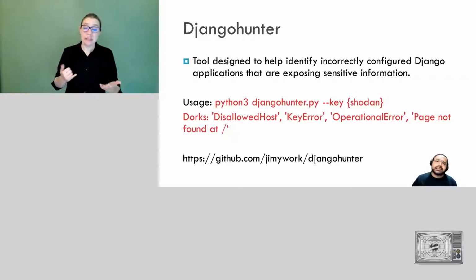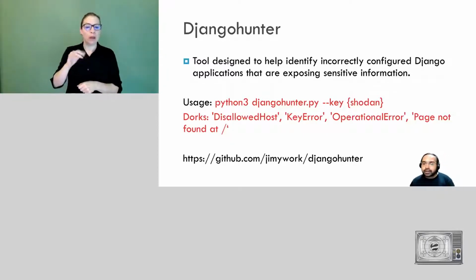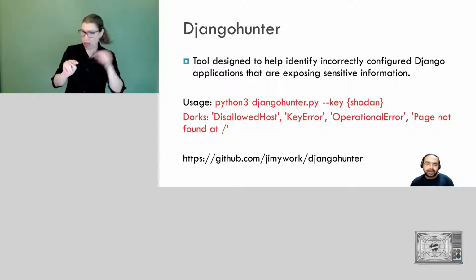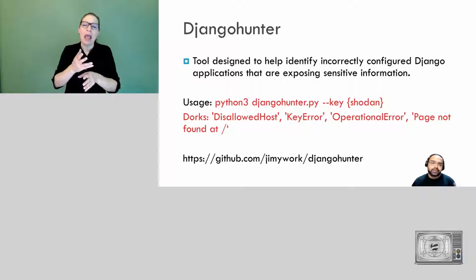Now, this is a very interesting application called Djangohunter, as we discussed earlier. It's a tool designed to help identify incorrectly configured Django applications that are exposing sensitive information. For that, you need to use Python 3 and the script djangohunter.py. You can find it in the Django Hunter repository. You also need a Shodan key. Of course, Shodan is not free, but for a nominal fee you can get the limited features and test the working of the Django Hunter application. And along with it, you also need to use Google Docs, which will help you identify the incorrectly configured Django applications.